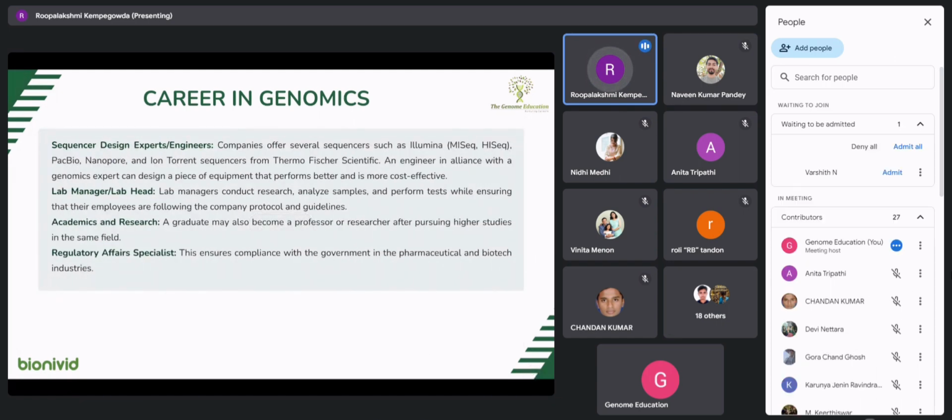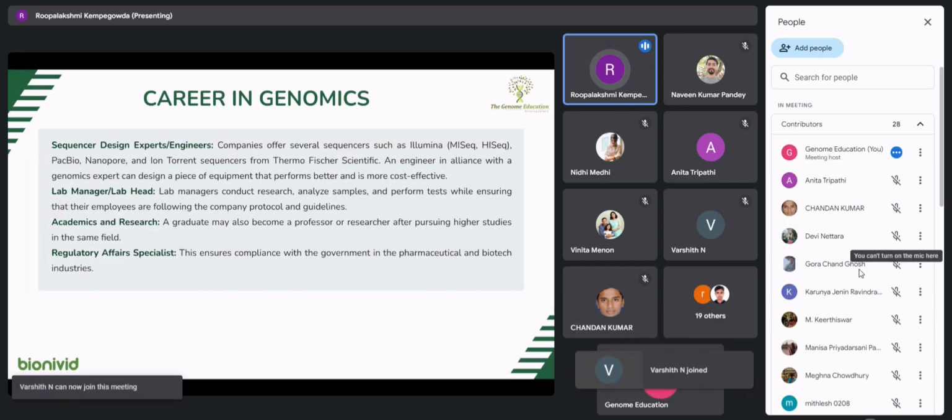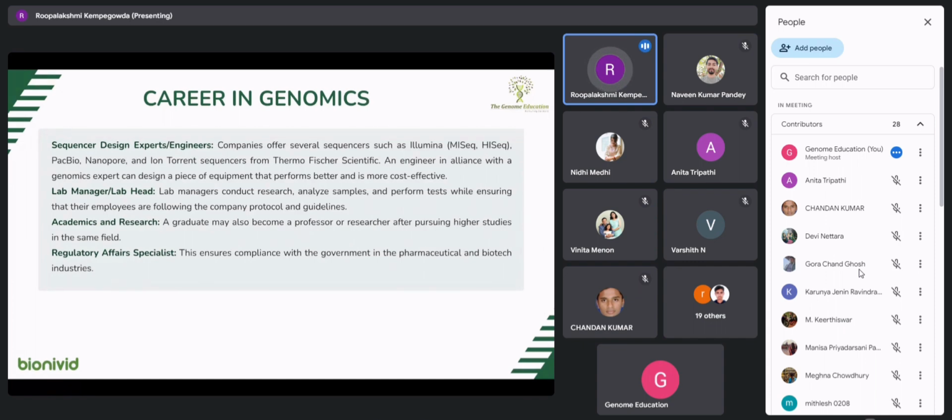Sequencer designing: I can teach the scientist, or anybody, how to design an experiment. From designing the experiment till loading onto the machine, I can be in that field if I am an expert in genomics. Lab manager or lab head, where you manage all the project analysis, quality control, troubleshooting, protocols and guidelines; that is what the lab manager position demands. Academics and research, teaching is also one thing. Along with that, we can continue to pursue research in genomics.